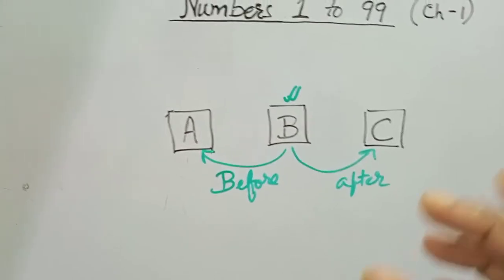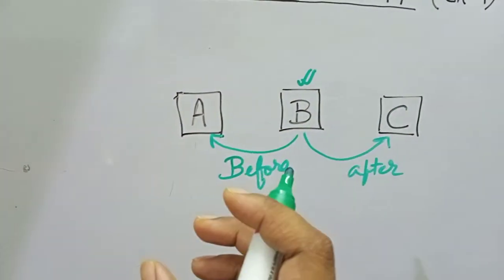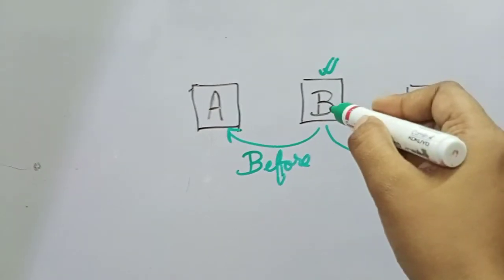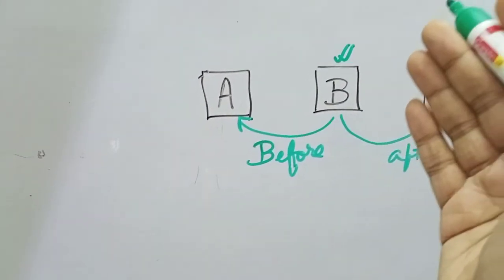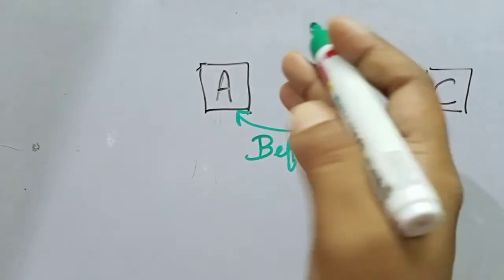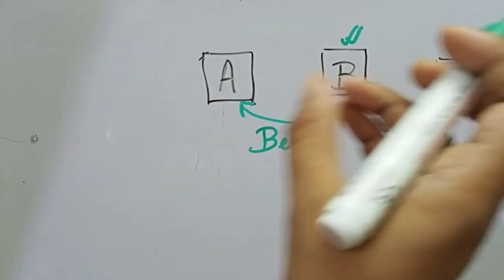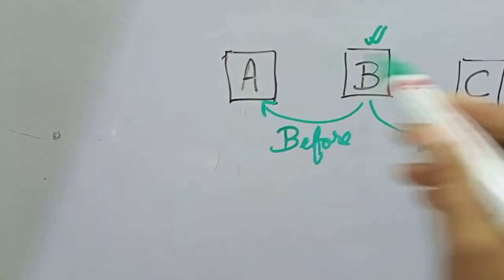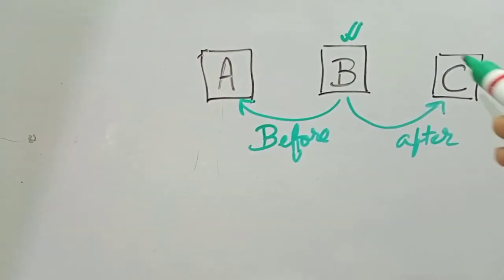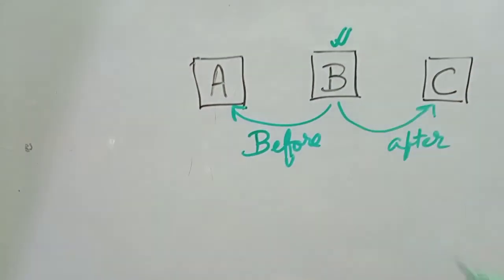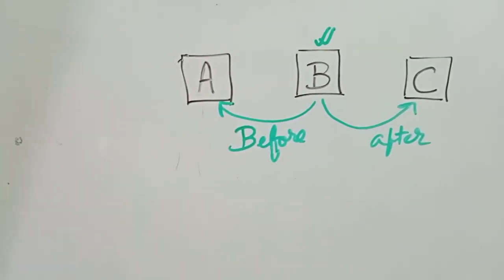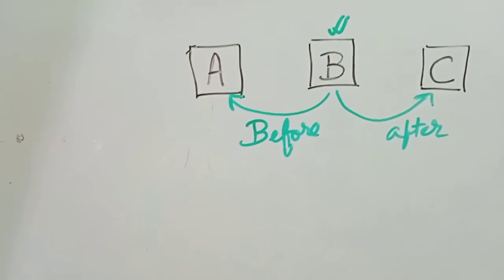In this way we determine the concept of before and after. That means person B is in between, standing in front of C and after A. Person A is before person B and person C is after person B. Okay. The same concept is also applicable in the case of numbers.